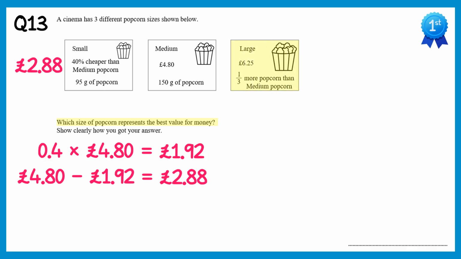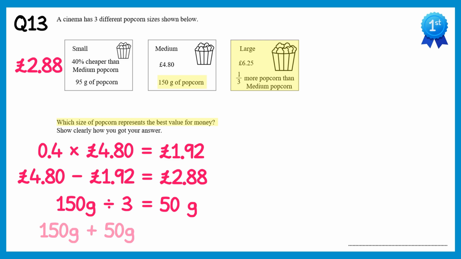For the large one, we know its price, that's £6.25, but we don't know how much popcorn it is. We're told it's 1/3 more popcorn than the medium one. So for the medium one, that's 150 grams of popcorn, and we need 1/3 more than that. So let's work out 1/3 of it first. To find 1/3 of any number, you just divide it by 3. So 150 grams divided by 3 is 50 grams. So if it's 1/3 more, we're going to add this on, it's extra popcorn. So 150 grams plus the 50 grams is 200 grams. So we now know that the large popcorn gives us 200 grams, so we have the price and the amount of popcorn for each of the deals.